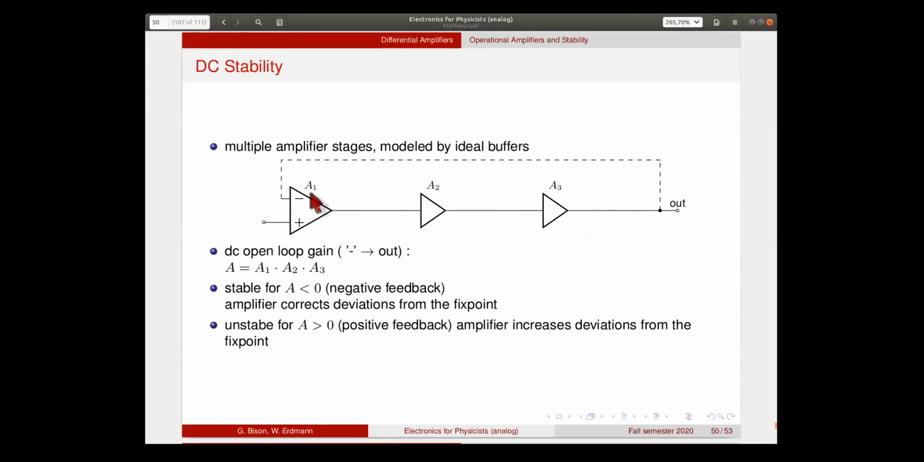However, if the overall gain of this is positive, then you start getting positive feedback, and whatever deviation you have between this output and where it should be, it drives the input to make the amplifier go away from the stable place even further. So this is an unstable configuration if the gain is positive.